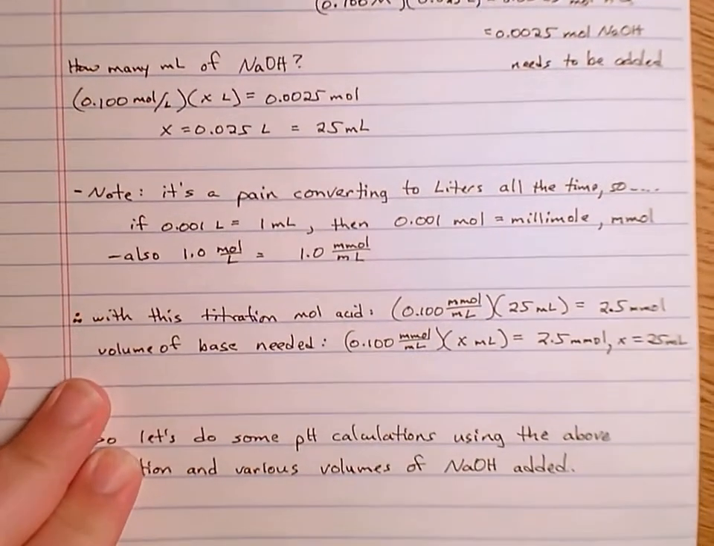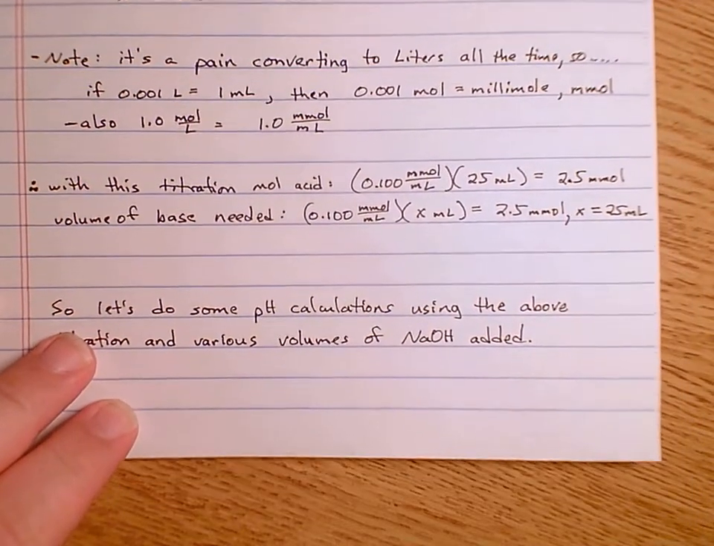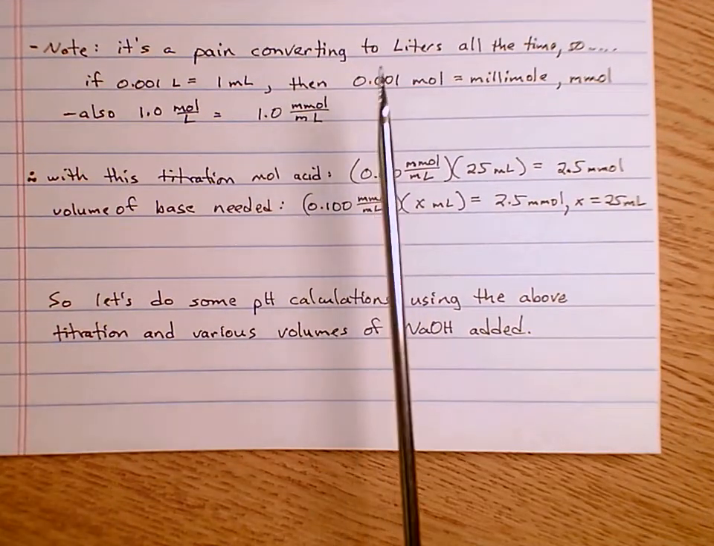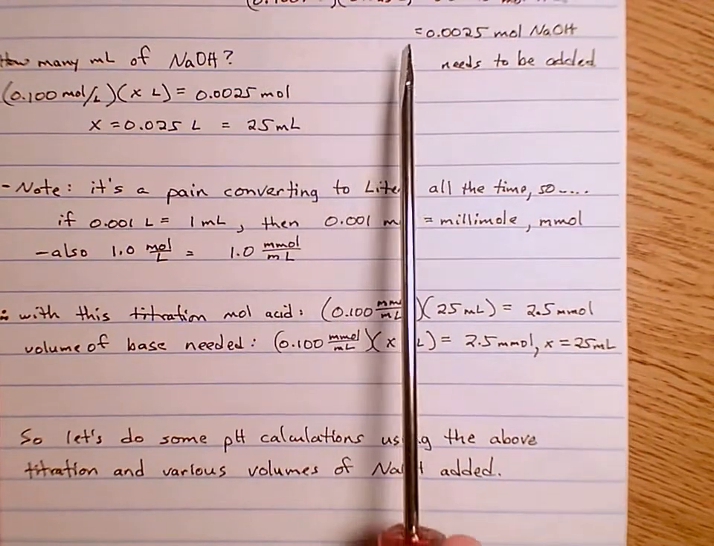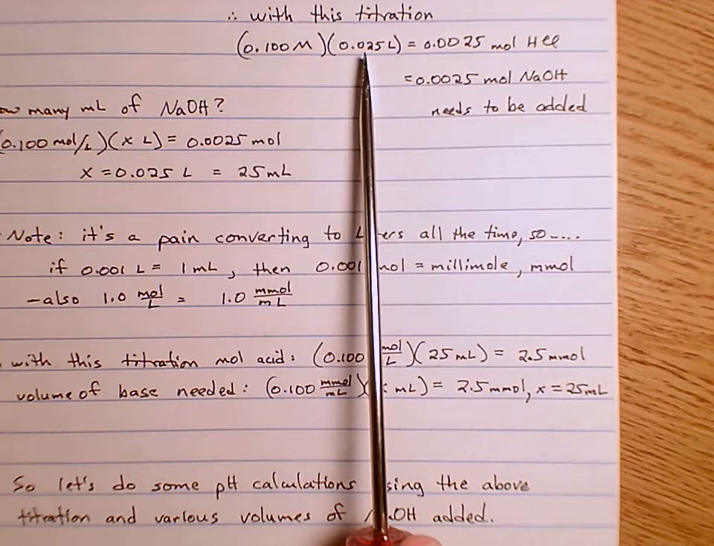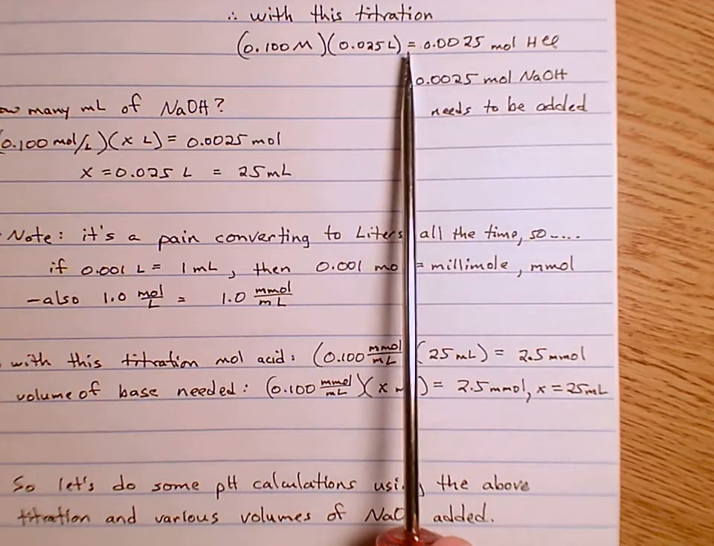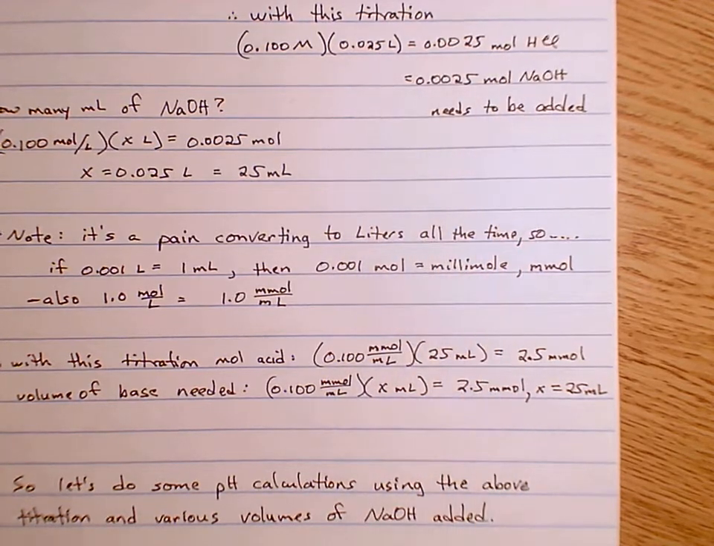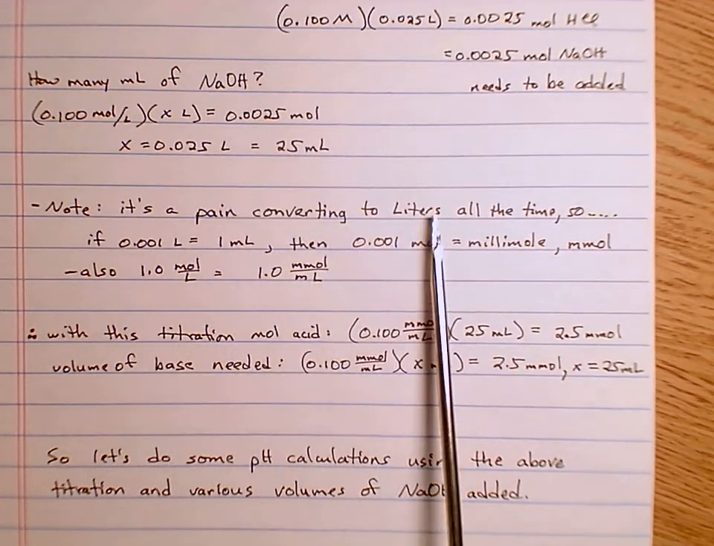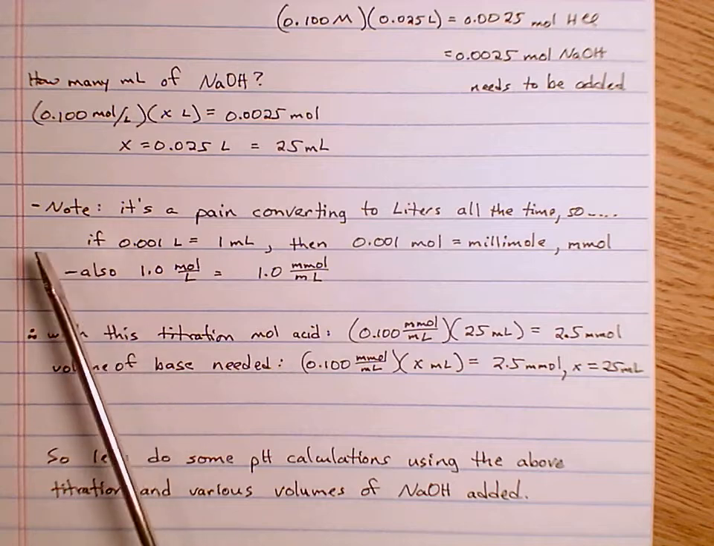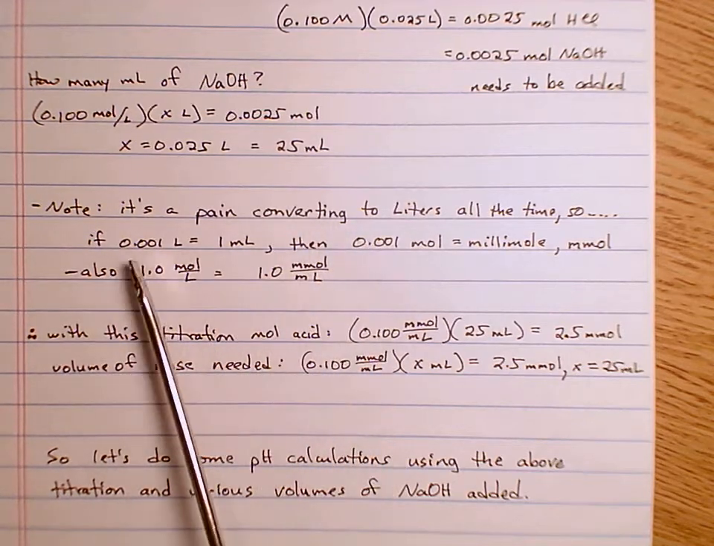Something to note. It gets to be quite the pain converting to liters all the time. You know, because when we had to convert this to liters up here, we had to go 0.025 liters, and that gave us this tiny amount of moles, 0.0025 moles and everything like that. That's a pain. It's a pain for your calculator. It's a pain for your brain. So we have an easier way.